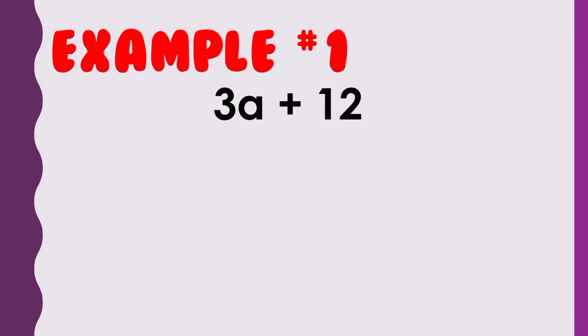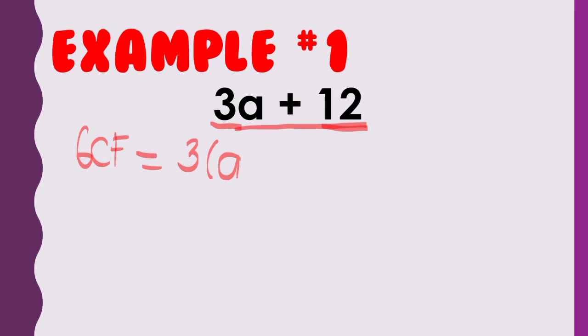So let's have the first example, 3a plus 12. So the first thing we need to do is to get the GCF. The greatest common factor of 3 and 12 is 3. And then, yung 3a plus 12 na to, i-divide natin siya dun sa greatest common factor. So 3a divided by 3, the answer is a. Plus 12 divided by 3 is 4. Therefore, this is the factored form of 3a plus 12.